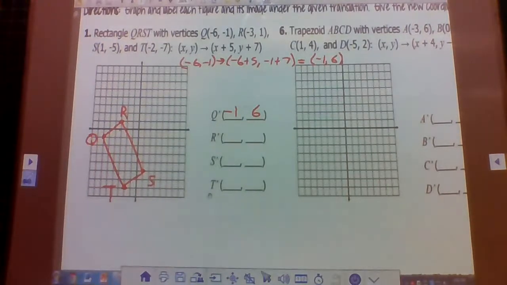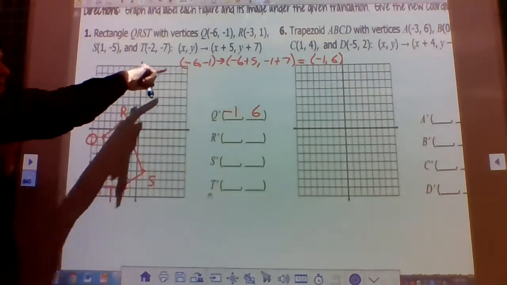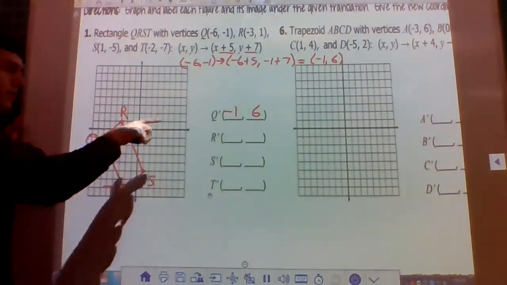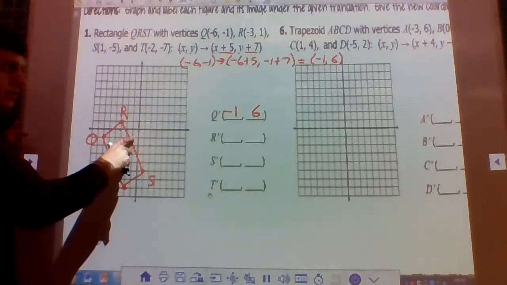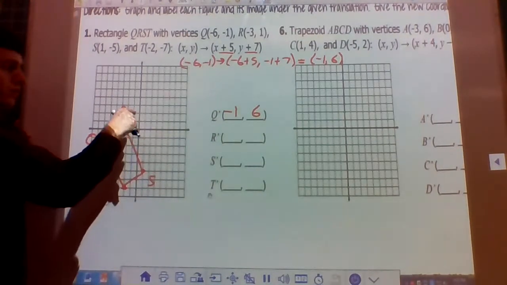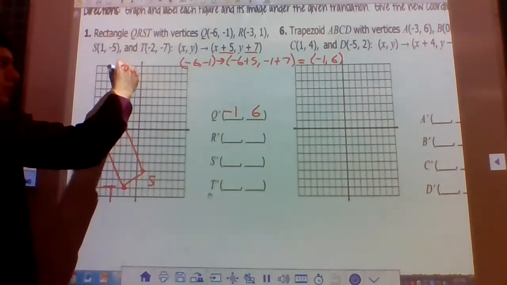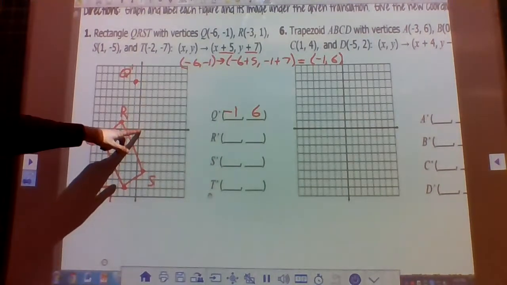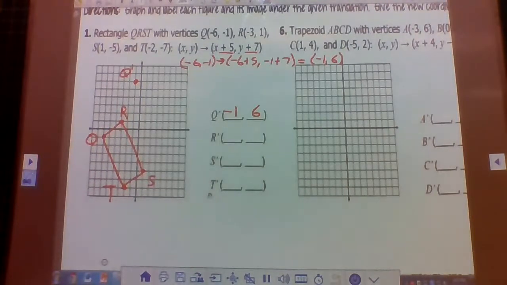The other way we could have done this is we could have counted. So Q is right here. So we want to go, our horizontal shift is 5, our vertical shift is 7. So we want to go 5 to the right and 7 up. So 1, 2, 3, 4, 5 to the right. And then 1, 2, 3, 4, 5, 6, 7 up. And that's Q prime. Okay, and then we look at our axis here. So that's -1. And then up 6 is going to give us our point Q prime.